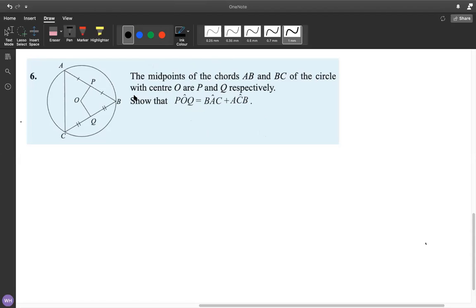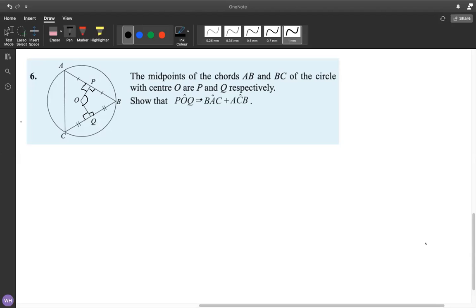Okay, so this is 90. They are midpoints, so this is also 90. So in both ways, right? 90, 90. So POQ plus POQ. Here it equals BAC plus ACB.